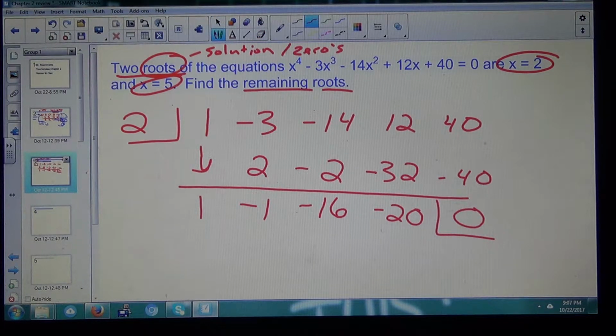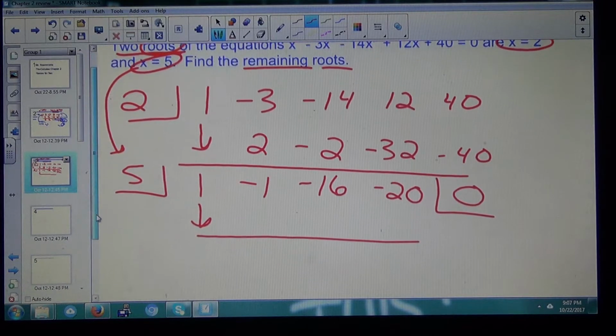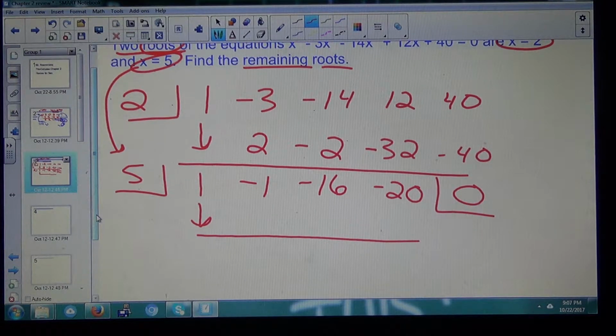So how do you keep breaking it down? You put another box right there, and now I'm going to put this 5 in there. Okay, don't go back to the beginning or you'll be stuck and you'll never get to the 3 terms, and just keep breaking it down into 4. Okay, so I bring my 1 down, I multiply, I add, I multiply, I add, I multiply, and again, because it was a root, it has to equal 0.